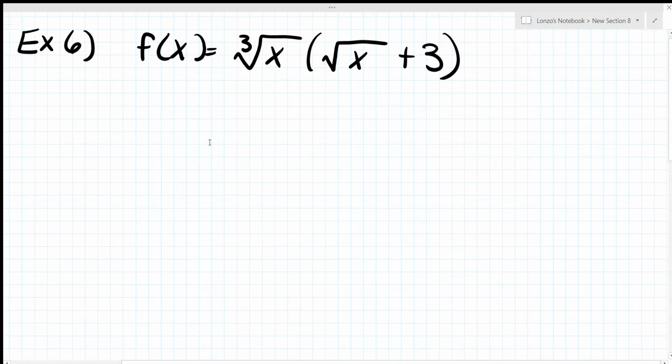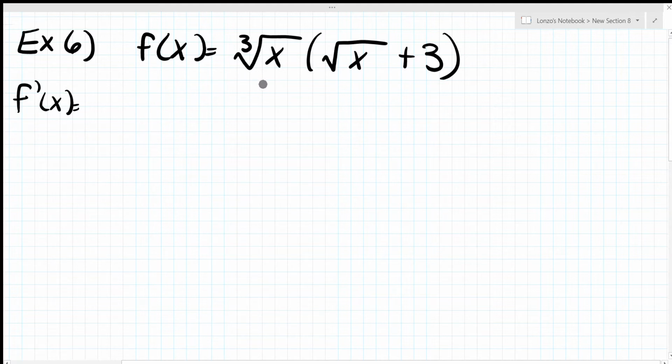Okay, so this is part two. This is part two of deriving using product rule. Okay, so we've got to find f prime of x, right? And we're going to use the product rule because we're multiplying.